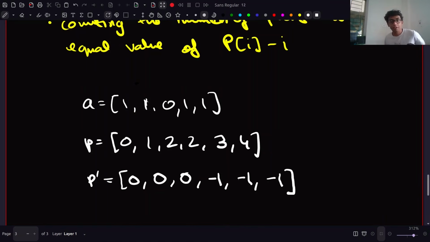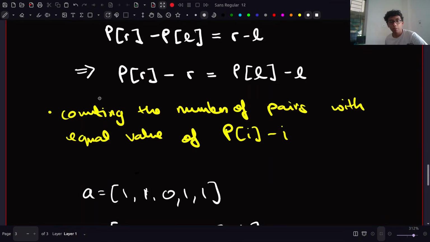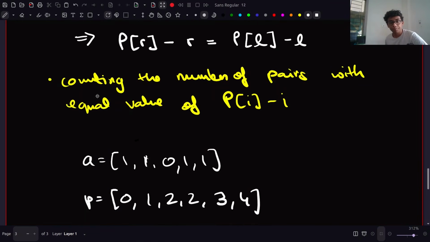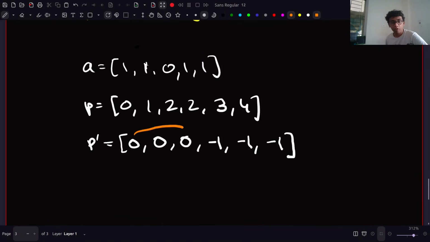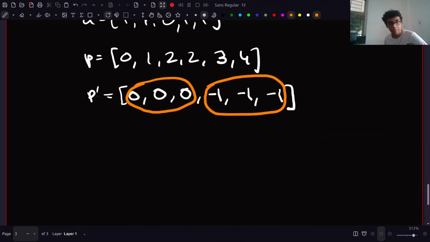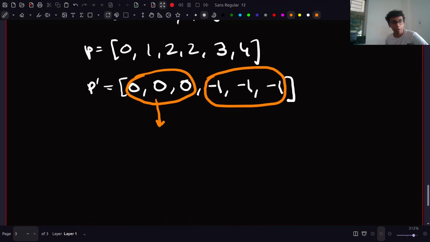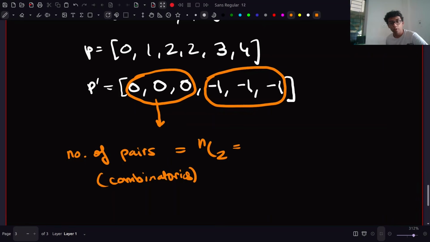So now basically we are counting the number of pairs which have an equal value of P of I minus I, right? So as you can see, these three have equal value of P of I minus I, and these three also have equal value of P of I minus I. That means that anytime we pair any two of these up, we should get a valid subarray. So the number of pairs we can form, what is the formula for pairs? Number of pairs by combinatorics. The formula of number of pairs is simply n choose 2, right? Or basically n times n minus 1 divided by 2, right?